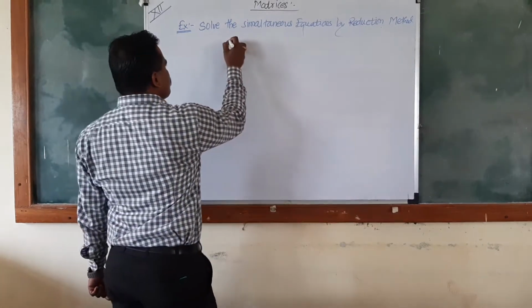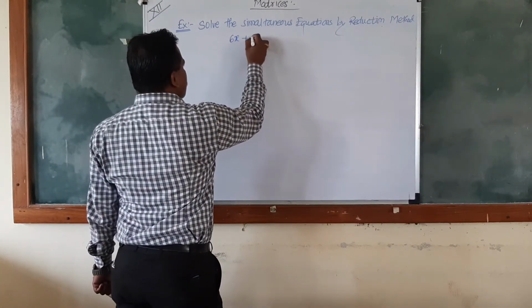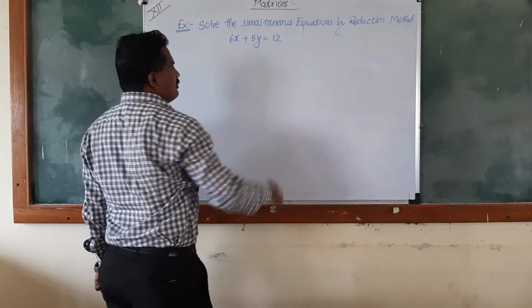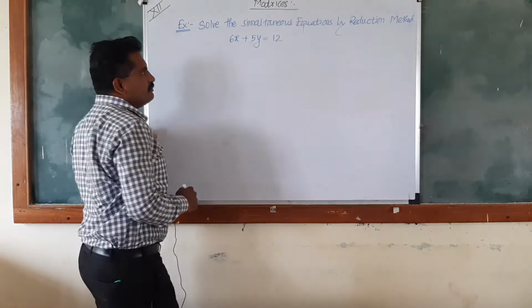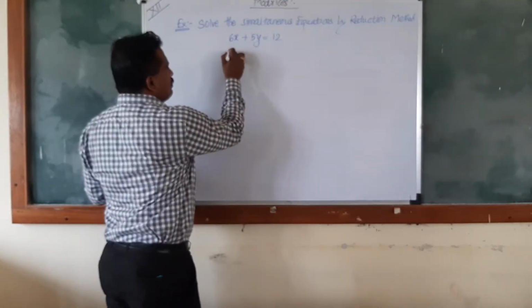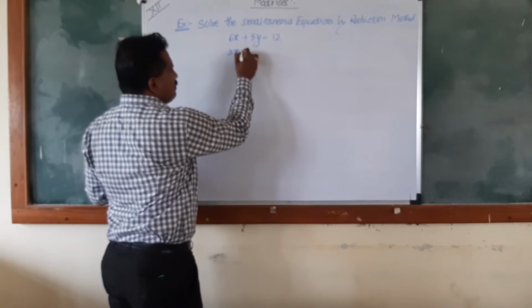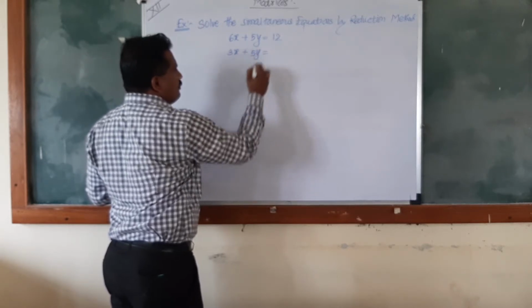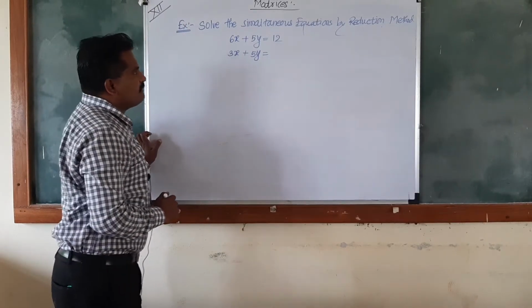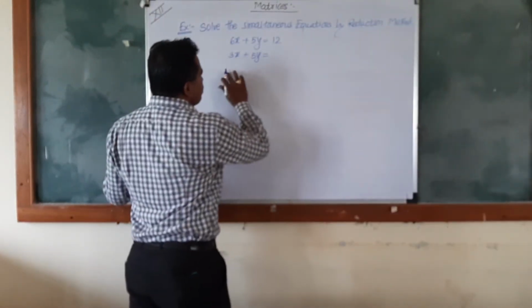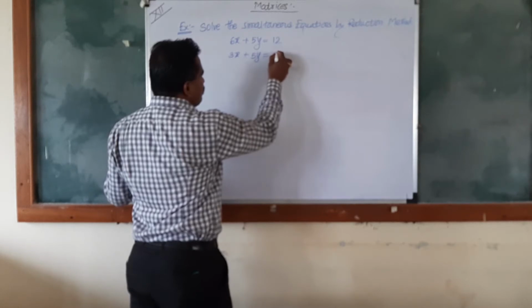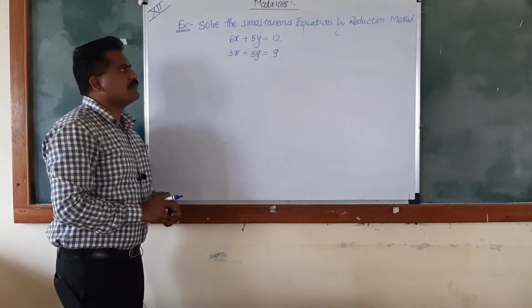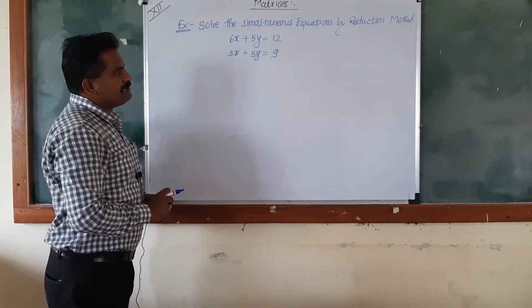First is 6x plus 5y is equal to 12, and 3x plus 5y is equal to 9. It is a simple example to understand this reduction method.